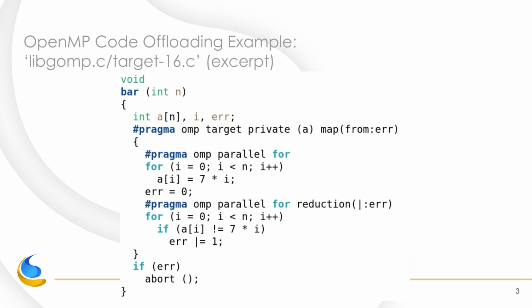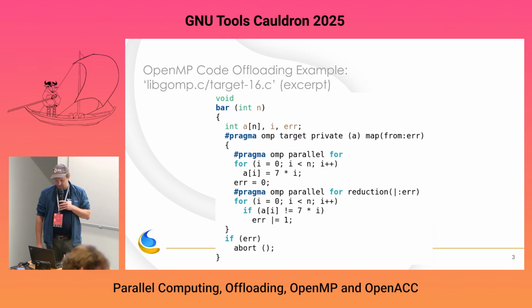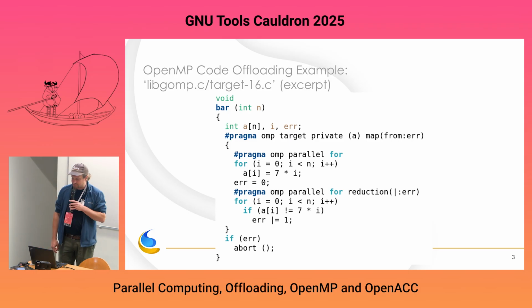I first want to start with a very small example of OpenMP offloading code, just in case people are not familiar with that, or is everyone familiar with OpenMP offloading? Anyone not familiar with OpenMP offloading? Raise hands, please. There is one, that's great, then I can use a slide.